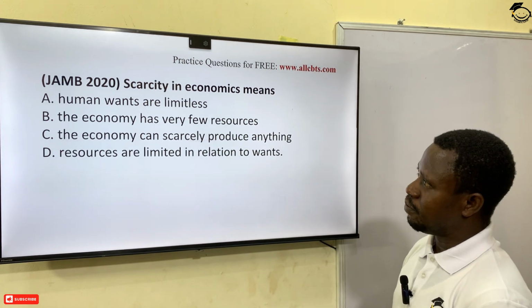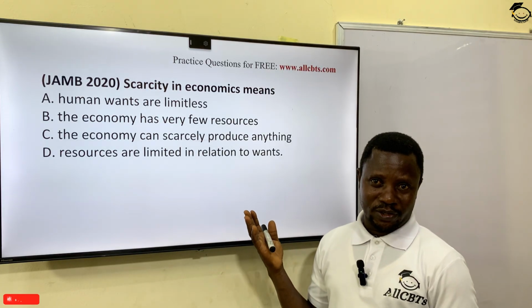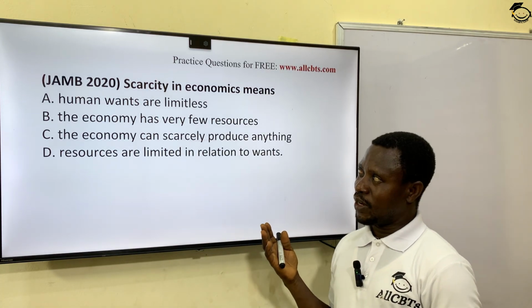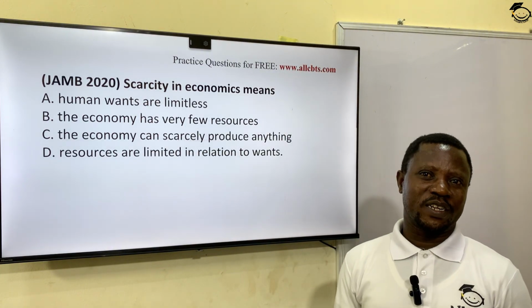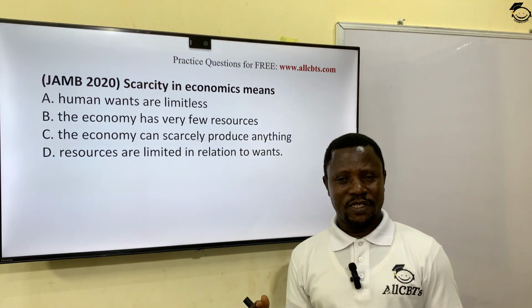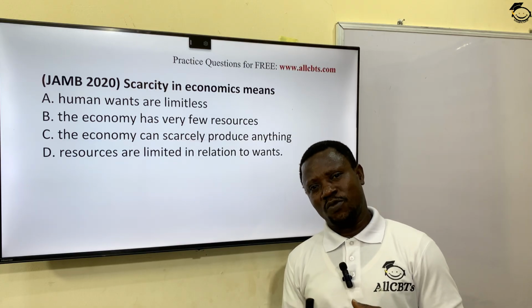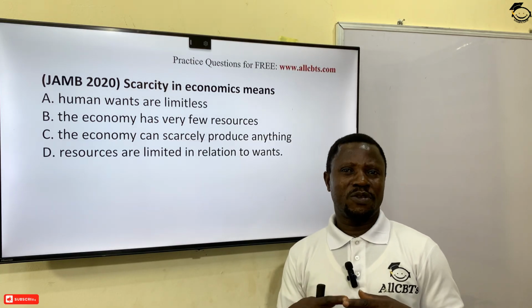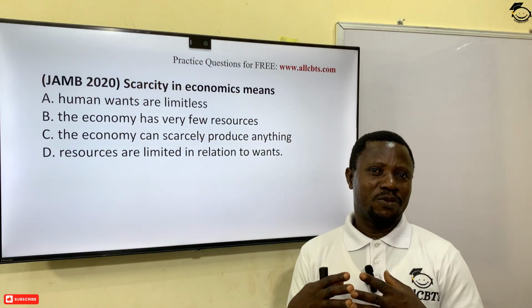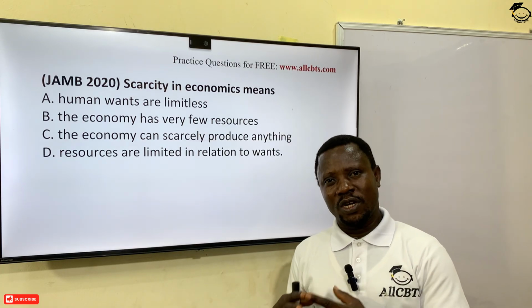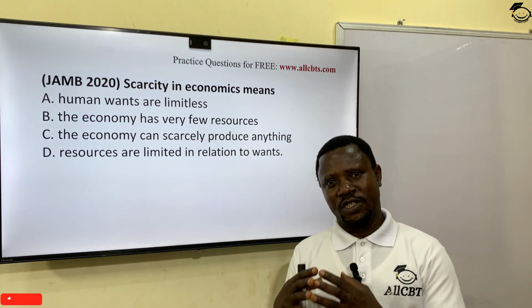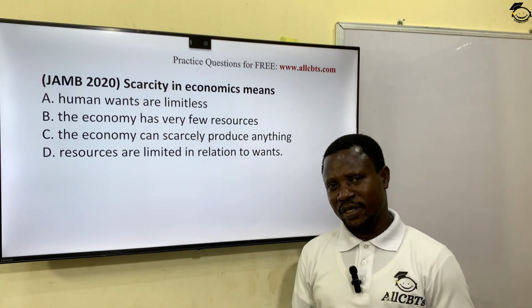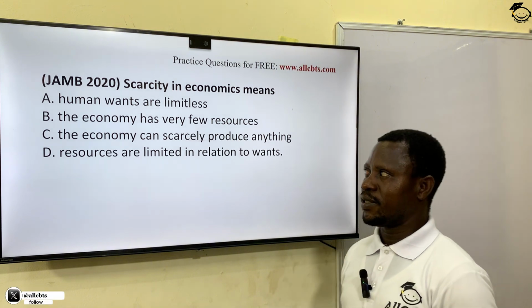Scarcity in economics means, just like it's related to what I just said, there's this wrong assumption when we say something is scarce. People believe that it is not available. But in economics, when we say something is scarce, it doesn't mean it's not available at all. It means that it is available, but the availability is not sufficient enough to meet the demands. Then we say it is scarce.